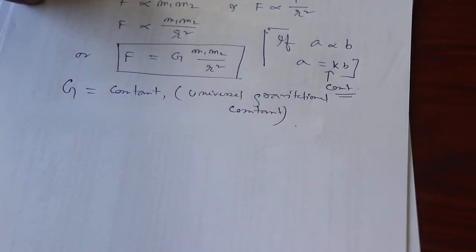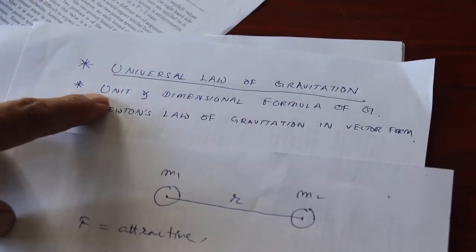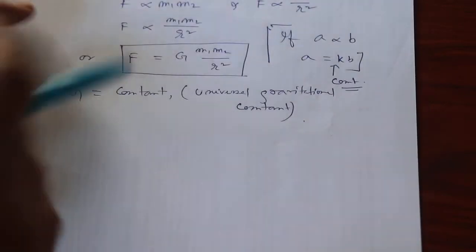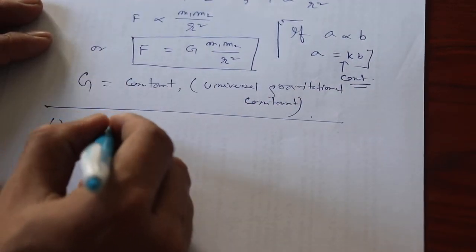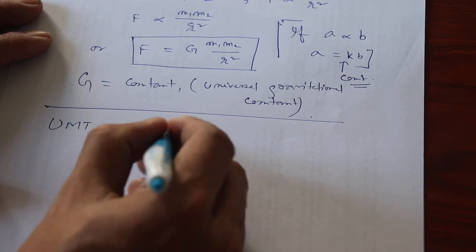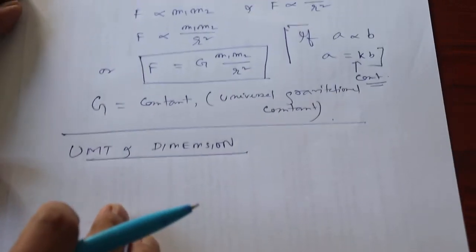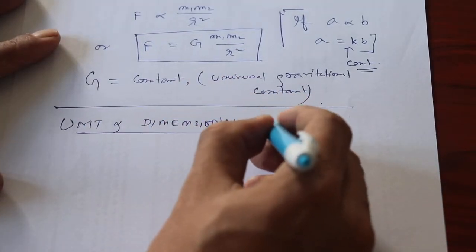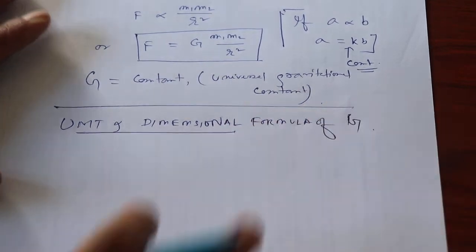This is the unit and dimensional formula of Z. Let us see how to find the unit. Here you can see unit and dimensional formula of Z. Let's see how to find it out. We're going to find the unit and dimension here. Okay. This should be the dimensional formula of Z.